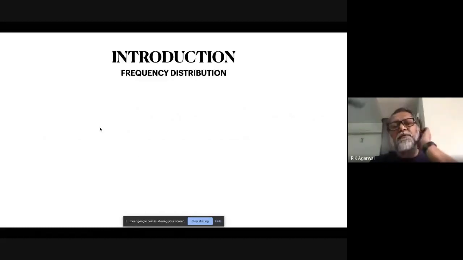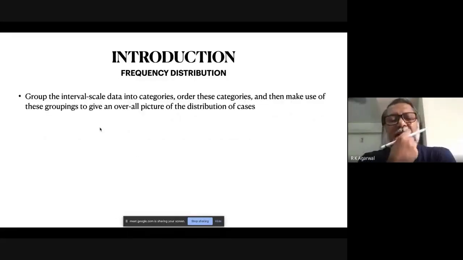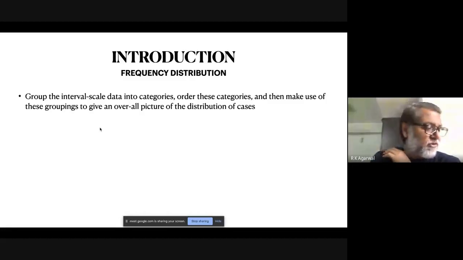Okay. So first, let us note down some of the characteristics of frequency distribution. When we group the interval scale data into categories, then order these categories. Ordering these categories means arranging them either in ascending order or in descending order, and then make use of these groupings to give an overall picture of the distribution of cases.